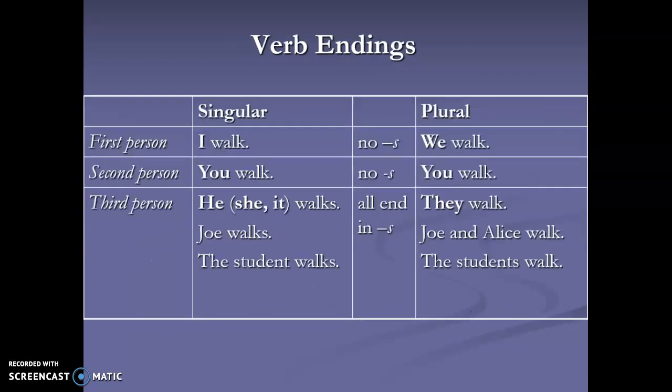Okay, so I put it on this chart here. First person and second person have no S. Okay. He, she, or it, they have an S.